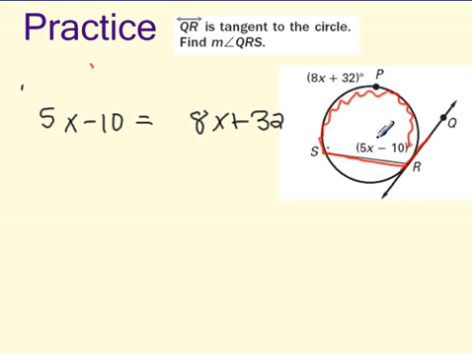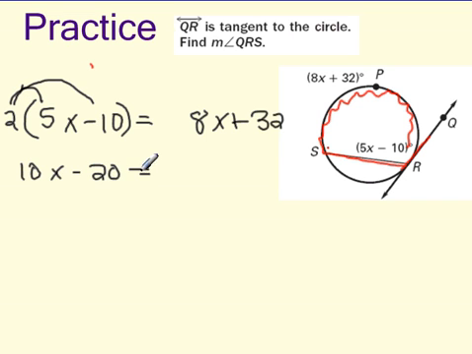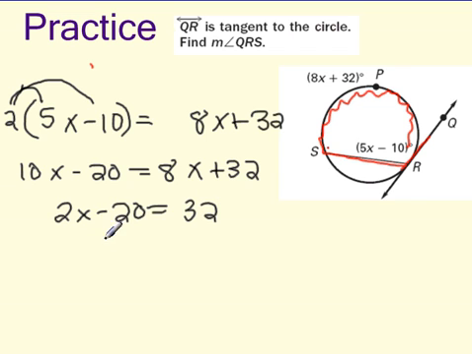Now, 5x minus 10, if we multiply that by 2, it'll have the same measure as its intercepted arc, because this is a bigger measure. It's larger. So we're going to multiply that by 2. In order to solve, we'll just distribute, and we'll have 10x minus 20 is equal to 8x plus 32. We're going to go ahead and move this 8x to the opposite side. So we will say that we have 2x minus 20 equal to 32. Add 20 to both sides, and we'll have 2x is equal to 52, and x will be equal to 26.